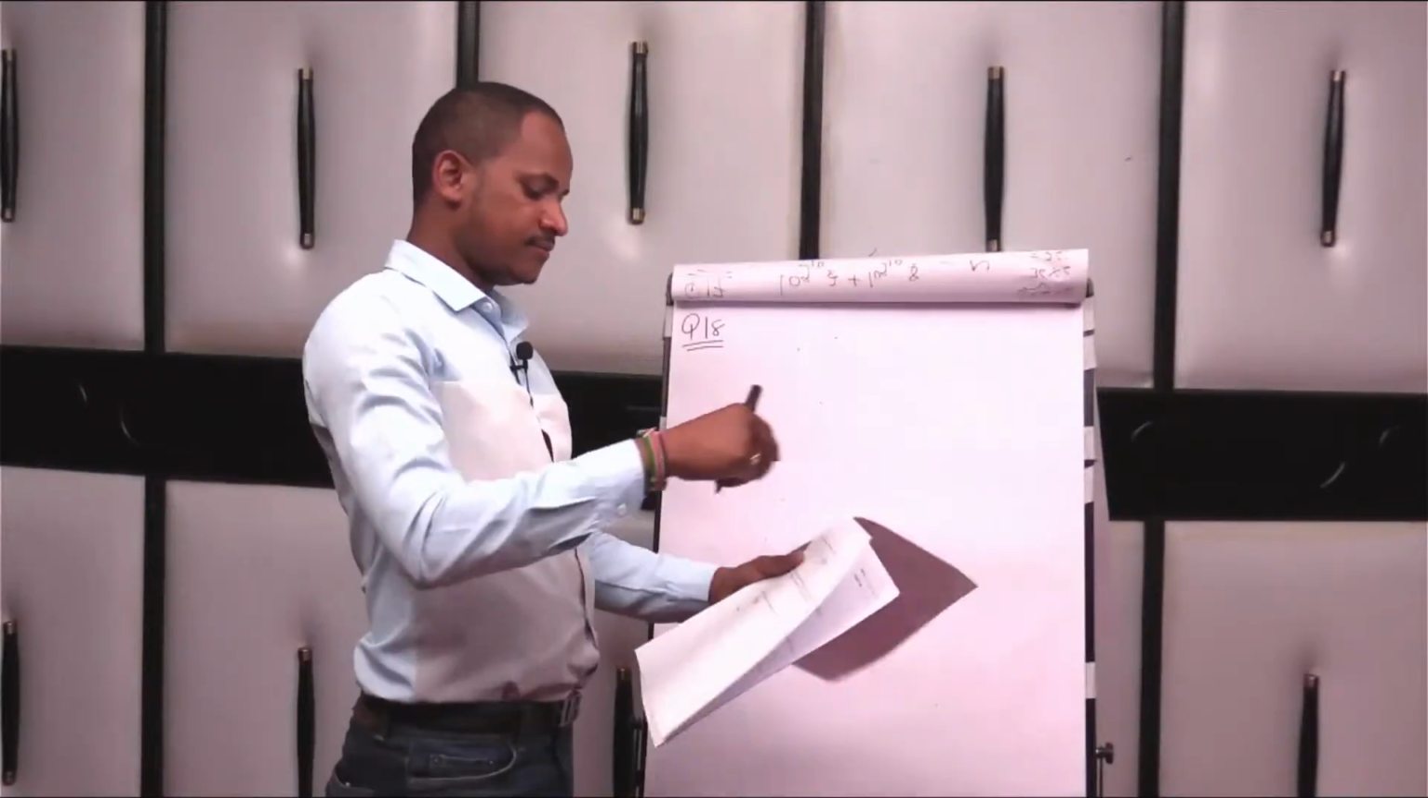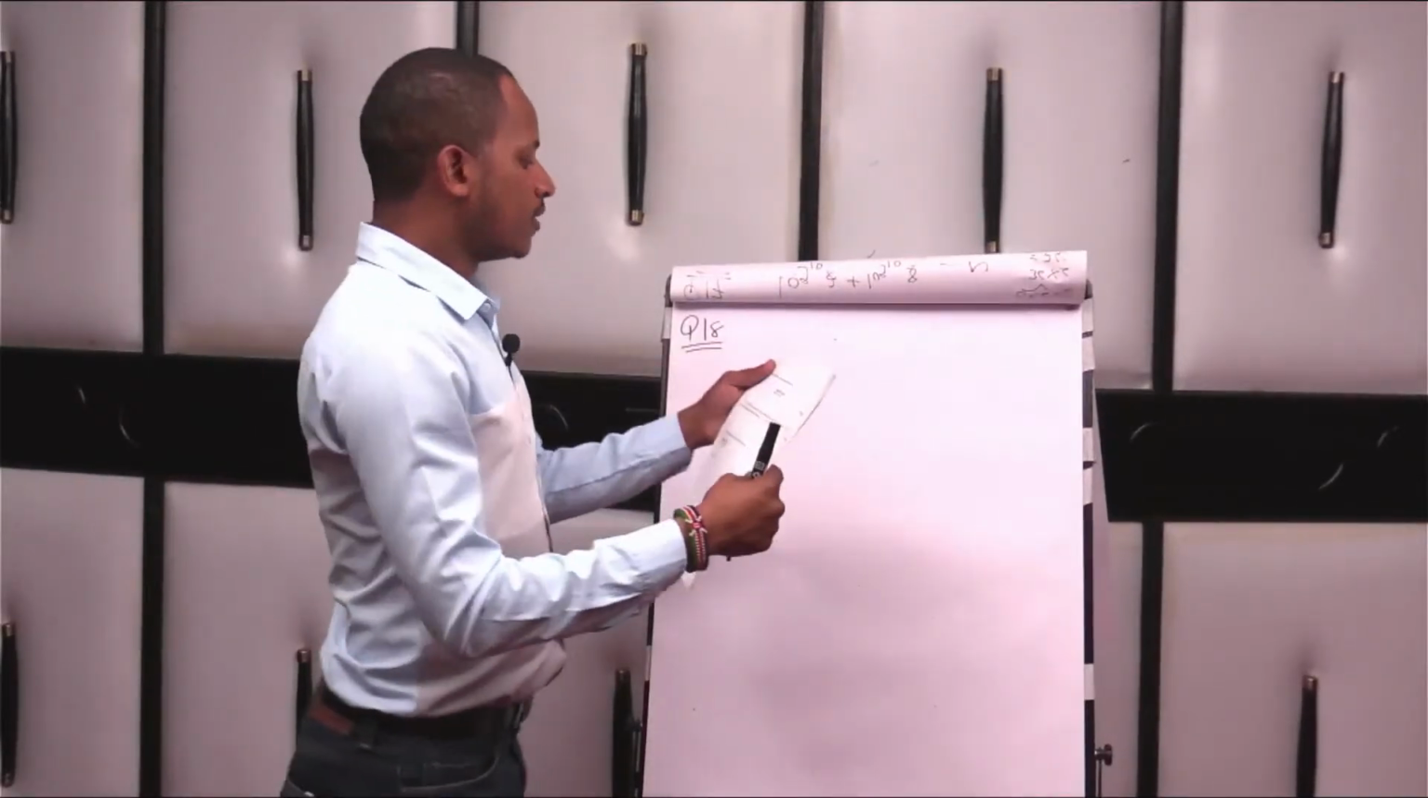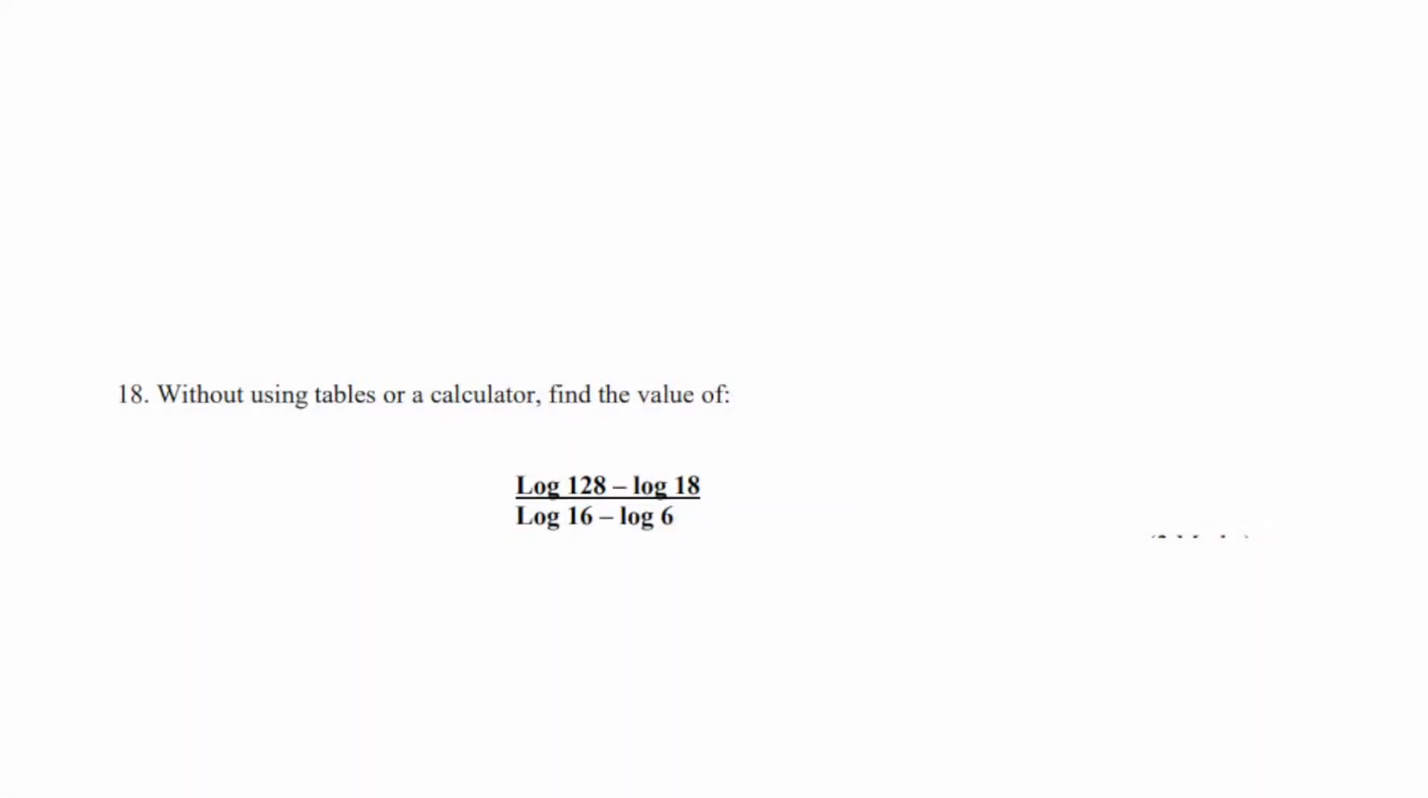Question 18. Without using tables or a calculator, find the value of log 128 minus log 18, divided by log 16 minus log 6. If you are not given the bases, then it is log to base 10.